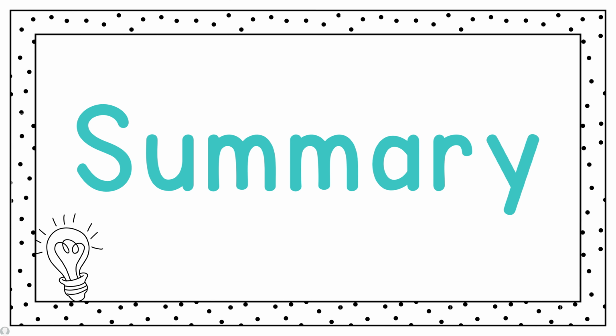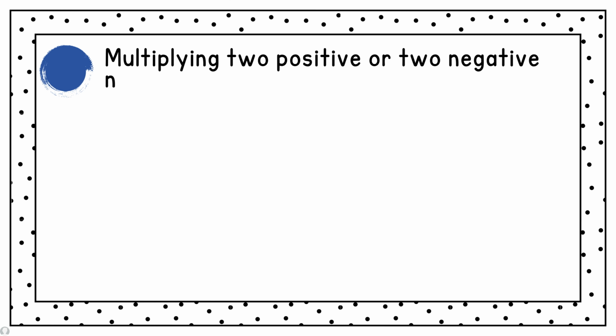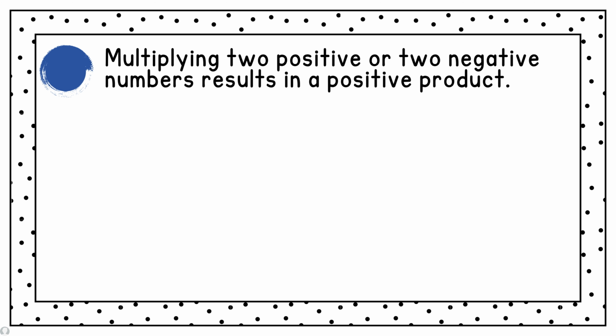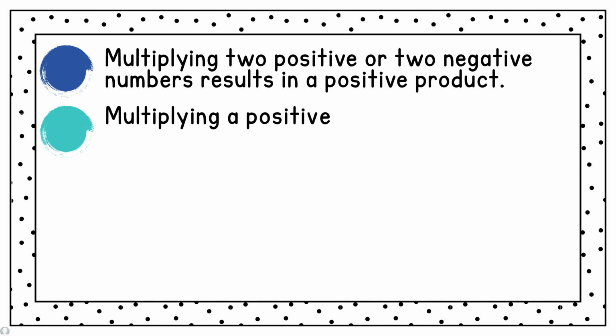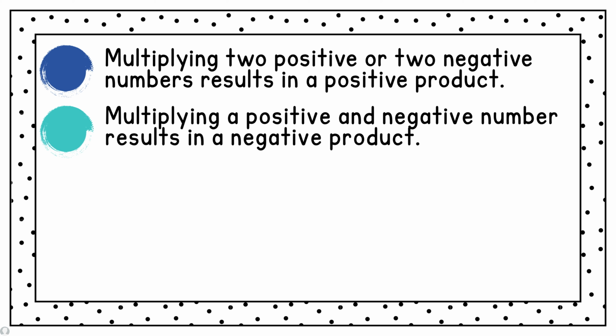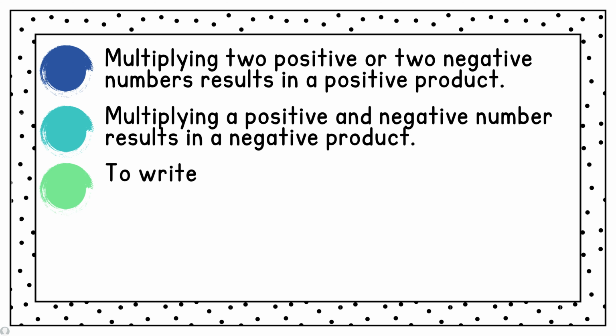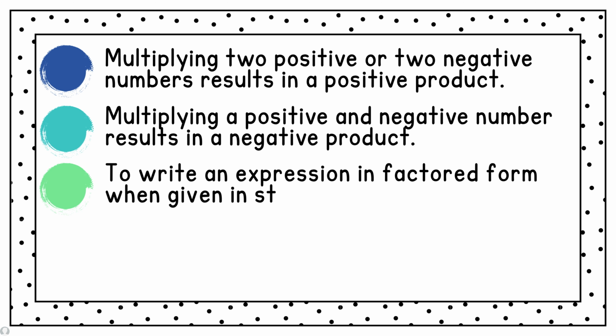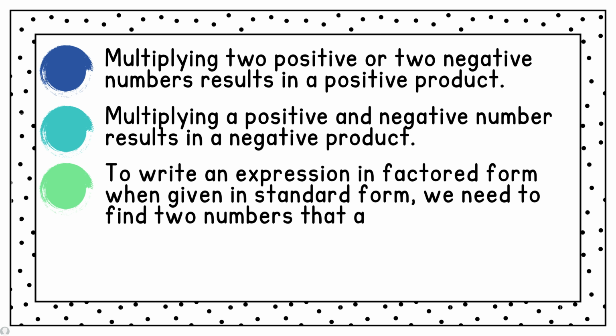Now let's summarize what we've learned. Multiplying two positive or two negative numbers results in a positive product. And multiplying a positive and negative number results in a negative product. To write an expression in factored form when given in standard form, we need to find two numbers that add to b and multiply to c.